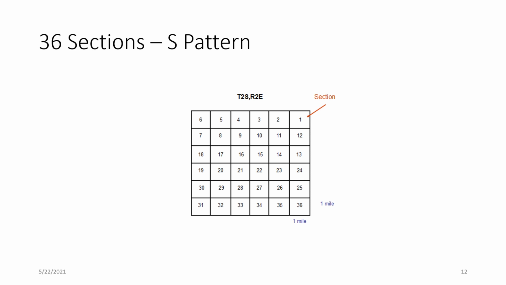And here's what the sections look like once they're numbered. See, it goes 1 to 6, kind of backwards in the S pattern, 7 through 12, and then back. Just like an S pattern, like a snake.